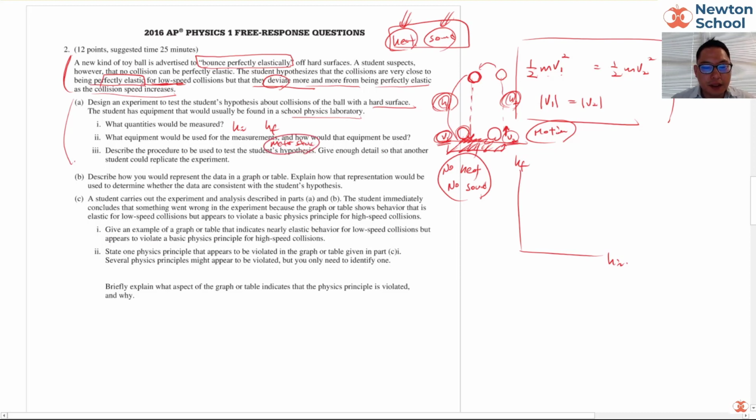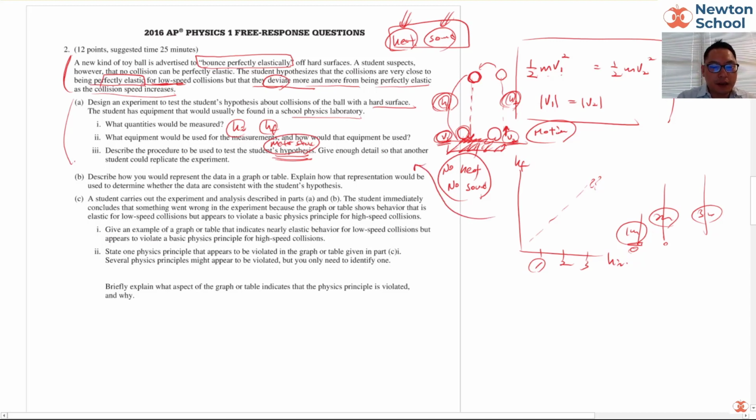Describe the procedure to be used to test the hypothesis. So you measure initial height and final height at various heights. Let's say 1 meter, 2 meter, 3 meter. I drop at 1 meter height, I drop at 2 meter height, I drop at 3 meter height, and you're trying to see where this data goes, right? You may want to repeat 1 meter 3 times, 2 meter 3 times, 3 meter 3 times, and use the average in the plot to reduce the error. Okay, so that's how you elaborate.